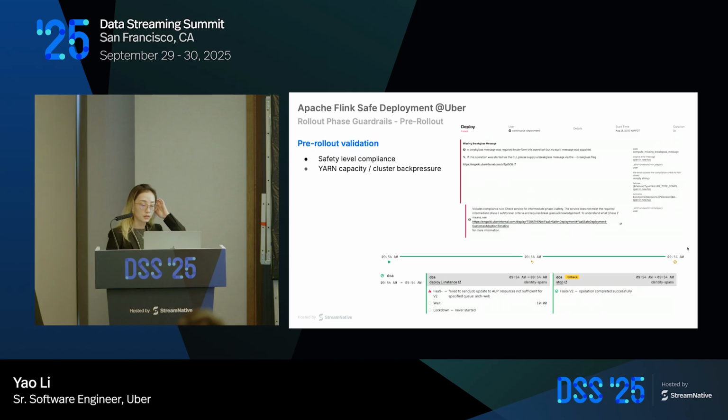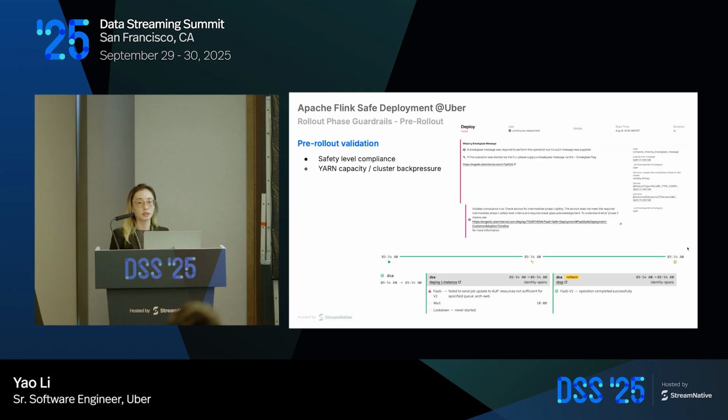And there are several guardrails we placed on the rollout phase, which can be divided into pre-rollout and post-rollout. Let's talk about the pre-rollout ones. So for pre-rollout, basically we can apply some compliance checks, and also we can try to identify potential issues that could happen during the rollout and stop the rollout to avoid a potential unnecessary midway rollback and downtime, things like that.